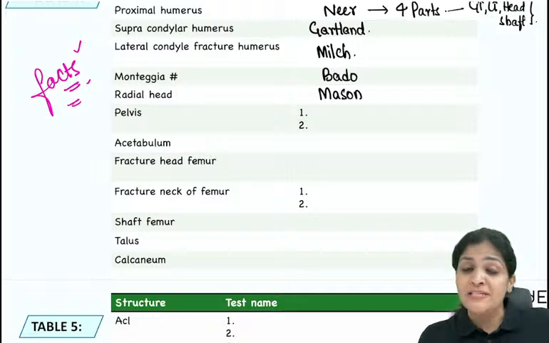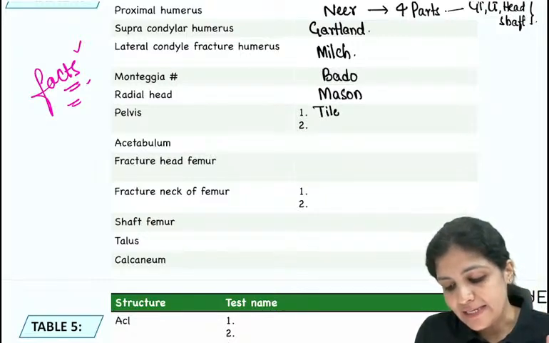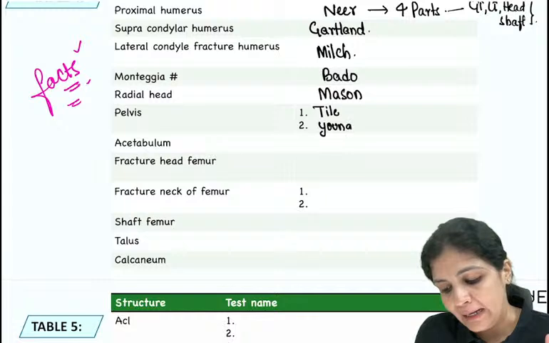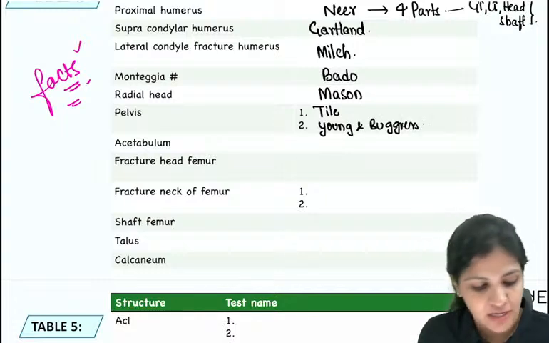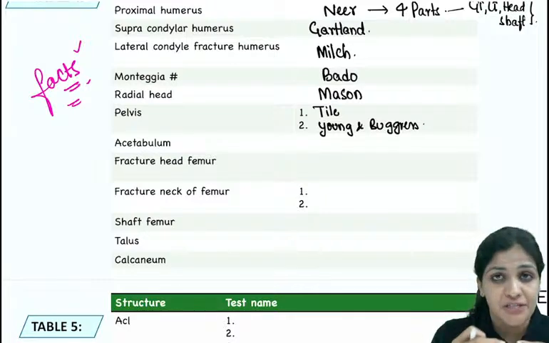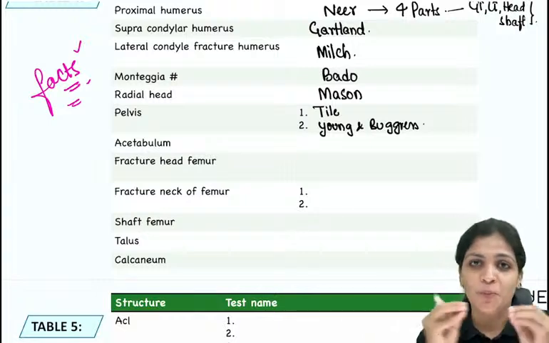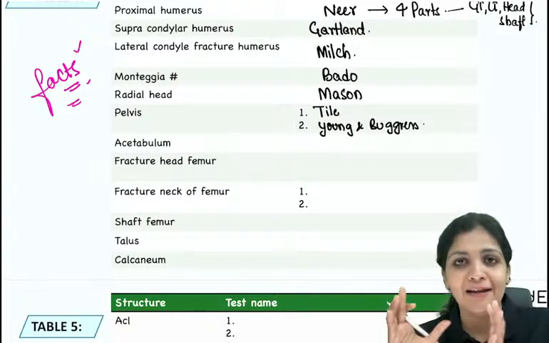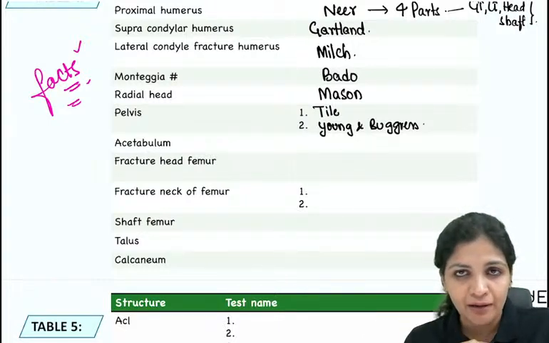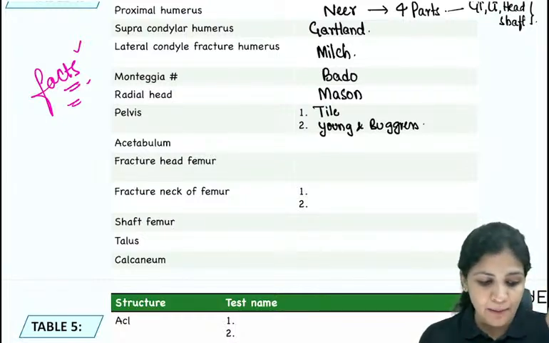Next, pelvis. For pelvis, you have to remember there are two. One is Tile classification. The second one is Young and Burgess classification. Just remember, radial head is Mason. Monteggia is Bado. Lateral condyle is Milch. And supracondylar is Gartland classification. Okay? But for pelvis, there are two, Tile and Young and Burgess.